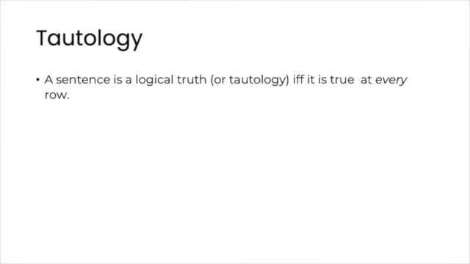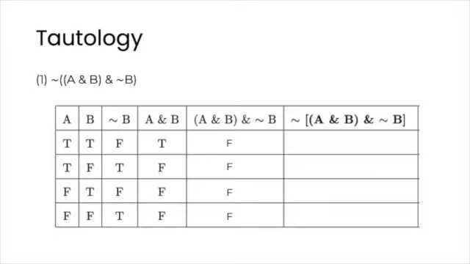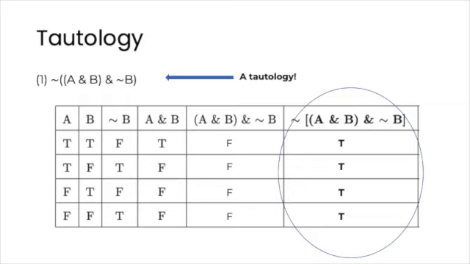Okay, let's go back to our definition of tautology for truth tables. A sentence is a logical truth, or tautology, if and only if it is true at every row. So let's use a truth table to determine whether sentence 1 is a tautology. Here, I've completed all the columns except the last one, corresponding to sentence 1. We can see that the sentence we are interested in is precisely the negation of the sentence that is immediately to its left. So we simply flip the truth values with respect to that column. The result is a column in which we only have T's. Therefore, sentence 1 is a tautology.